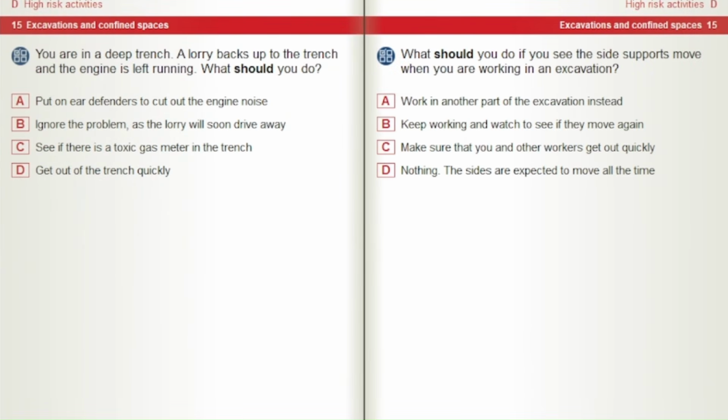You are in a deep trench. A lorry backs up to the trench and the engine is left running. What should you do? Put on ear defenders to cut out the engine noise. Ignore the problem, as the lorry will soon drive away. See if there is a toxic gas meter in the trench. Get out of the trench quickly.